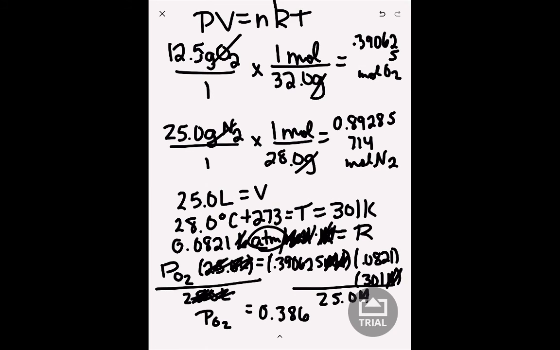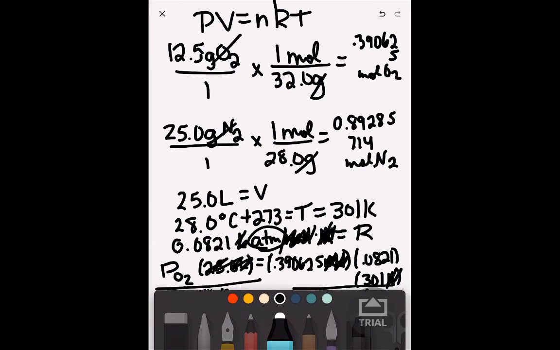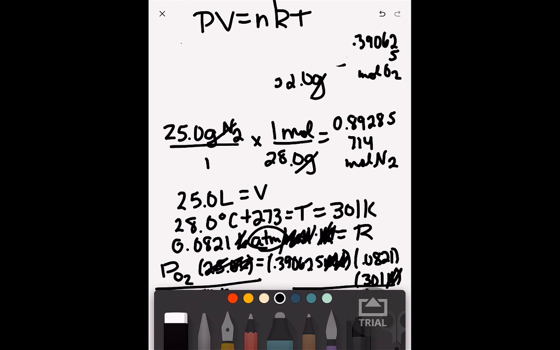0.390625 times 0.0821 times 301 equals, divided by 25 equals. And I got the same thing again. All right, so now I'm going to make some room up here to do my next one by erasing this, because I don't need the moles of oxygen anymore. I just used them to find the partial pressure of oxygen.